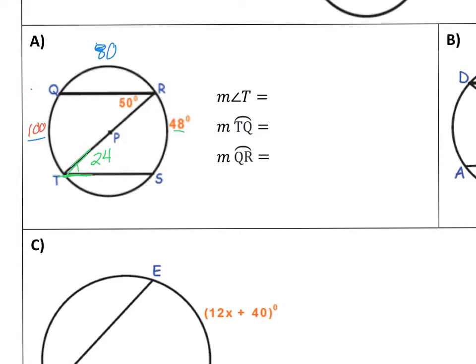First thing they want is the measure of angle T. I just got that, 24 degrees. Next thing I'm looking for is T to Q. So that's this arc over on the left, and I knew that was going to be 100. And the last one I'm looking for is Q to R. So that was the top arc that I filled in earlier using the semicircle, and that arc was 80.